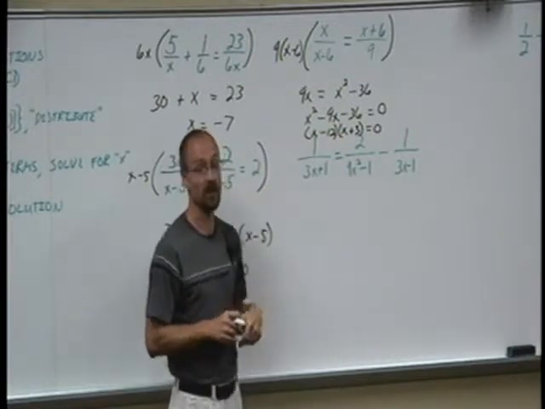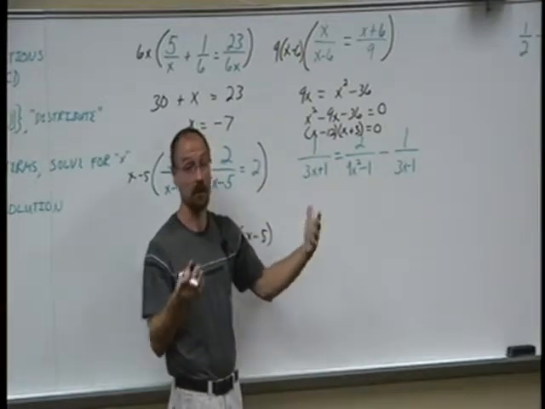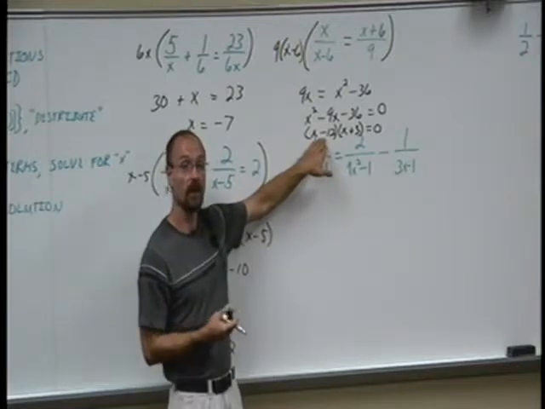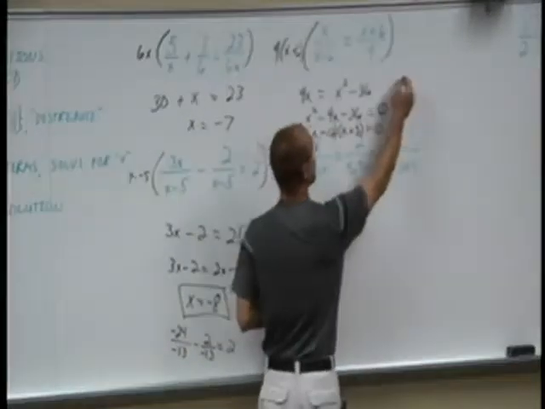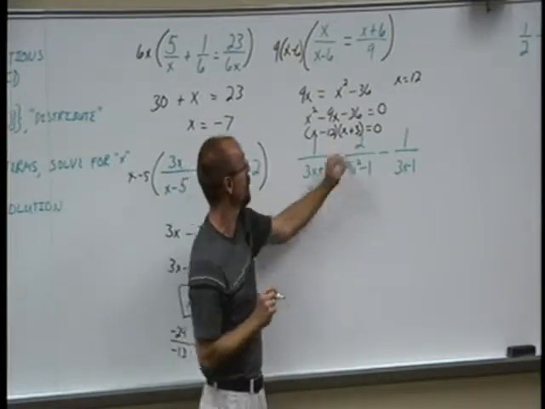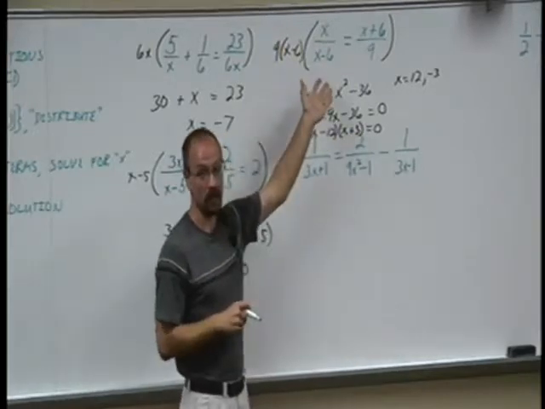So now we can just use the zero value theorem. Essentially what that says is 0 times anything is 0. Well, what value of x would make this factor 0? We can see 12. So I'm going to write x equals 12 here. And what would make this 0? Negative 3.